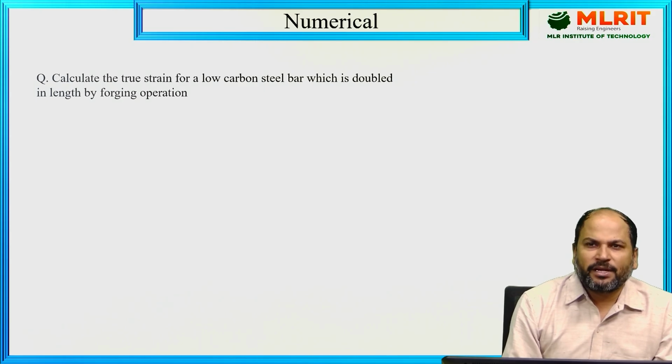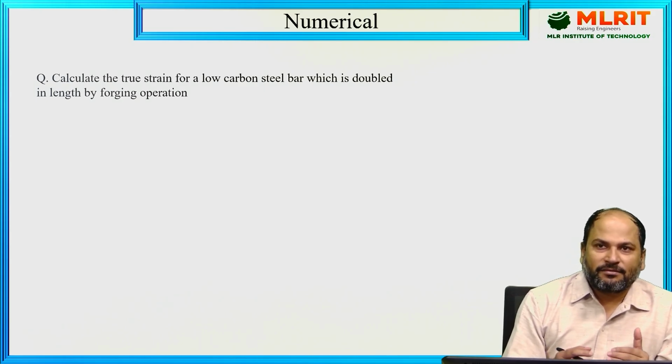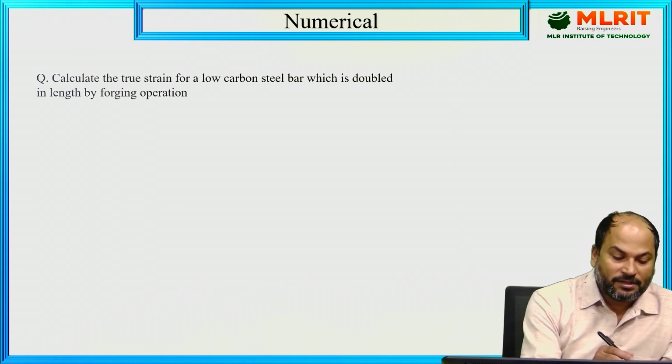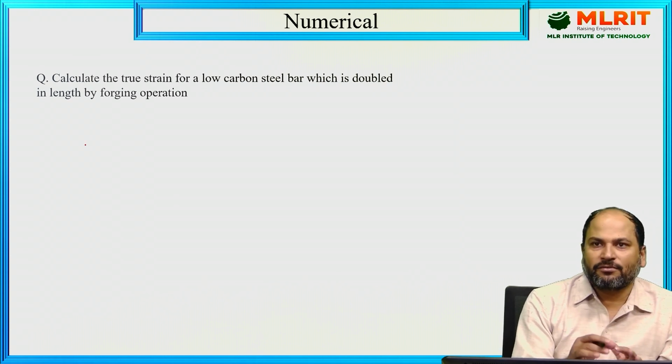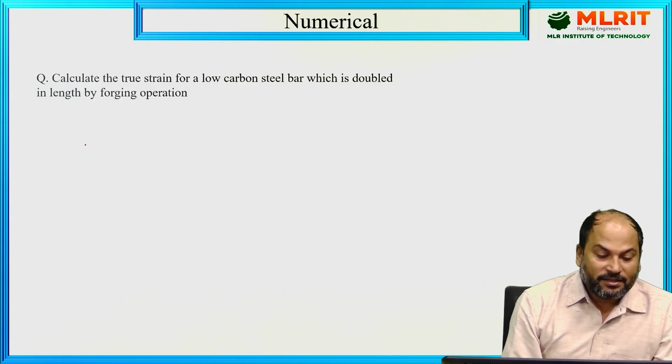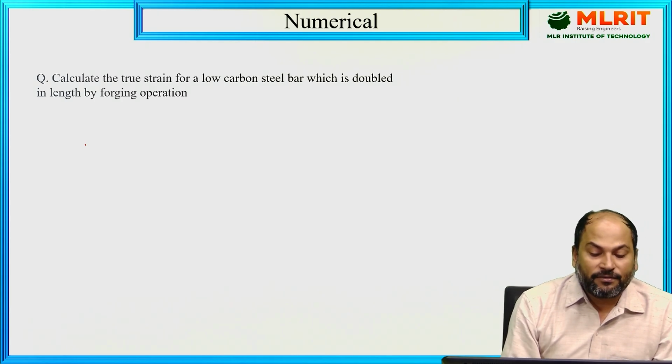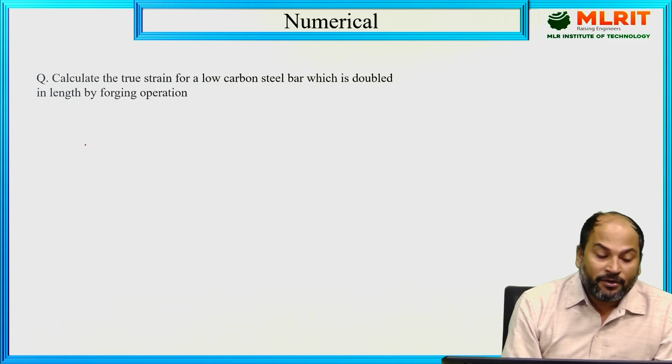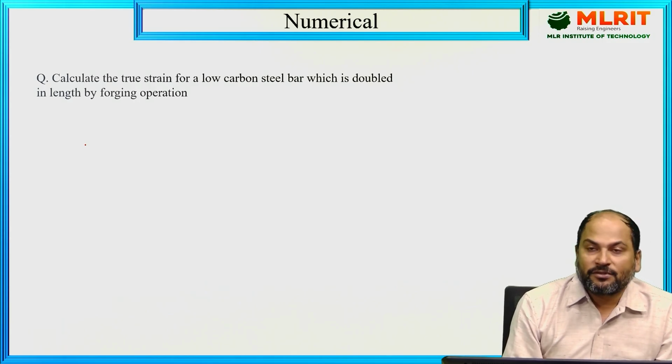It's a simple numerical just to understand. It's easy. We saw the strain formula, now how this strain works, so based on that we are going to do this numerical. Okay. So the numerical is: calculate the true strain for a low carbon steel bar which is doubled in length by forging.